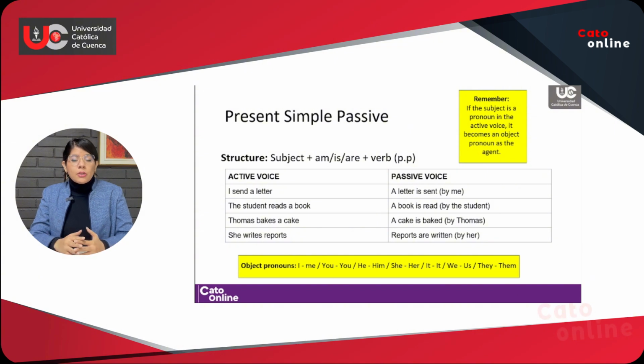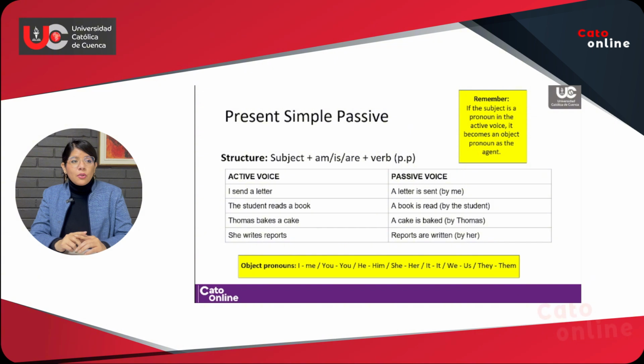There you have the object pronouns in case you need to remember what the object pronouns are. For I, it's going to be me. For you, it stays you. For he becomes him, she becomes her, it stays the same. We becomes us, and they becomes them. Okay? Another example is the first one, when we say I send a letter, but when we change it, it becomes a letter is sent by me. A letter is sent by me.